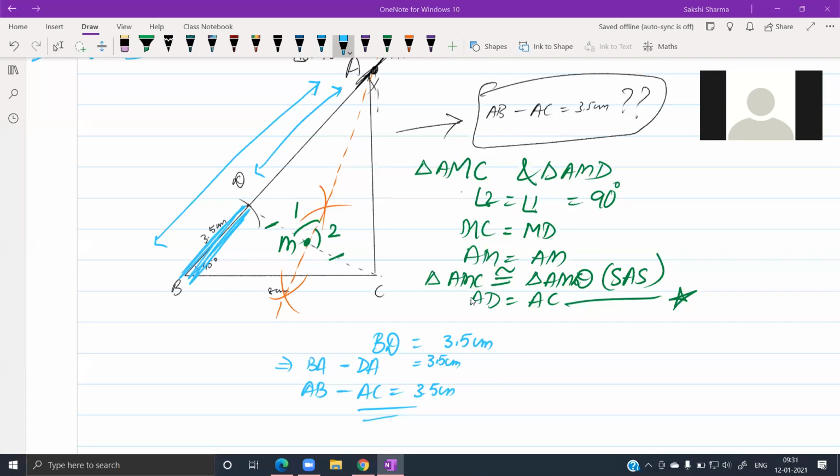Ma'am, can we note this in the notebook? Yes, you can write this down. If you want, I will send it properly. After writing it down, I will send it properly to you, and then you can do it.